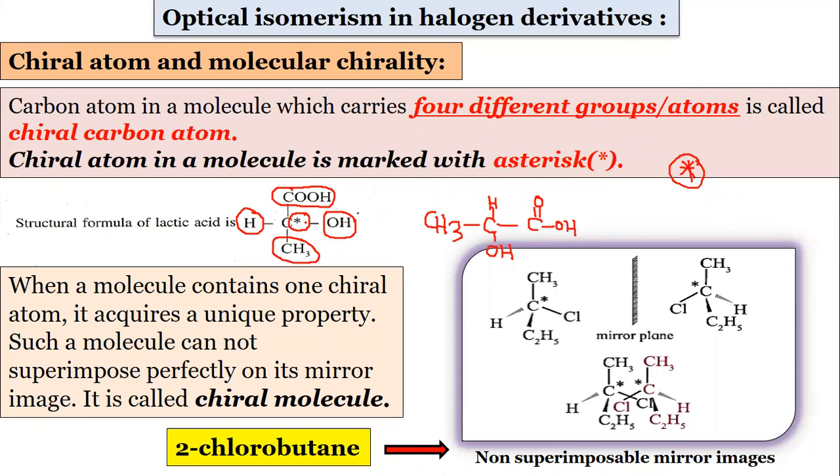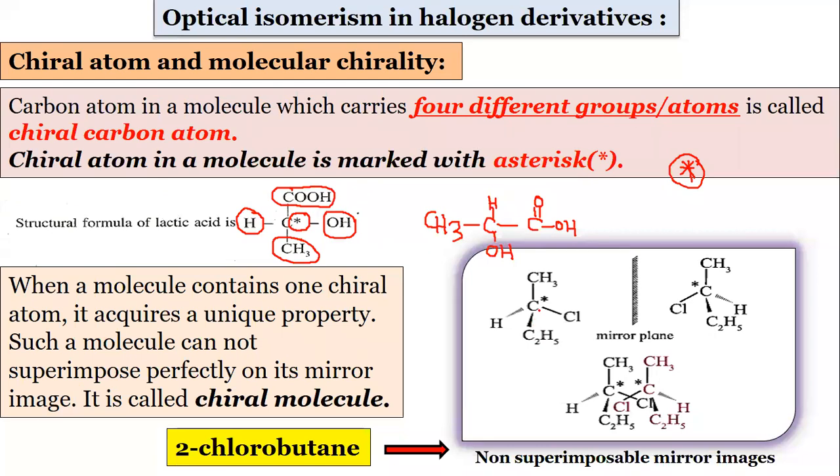These are non-superimposable mirror images of each other. So the example is taken here. Anyone can tell me what is this compound? CH3, CH, C2H5, and Cl. How many carbons are there? 2, 3, 4. So this is a butane.